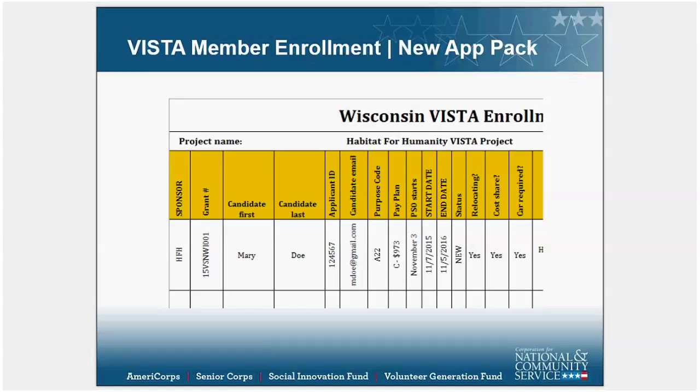You're going to indicate which PSO they're going to, the start date and end date of their service year, so not including the PSO dates, whether they're new or re-enrolling, if they're relocating, and relocating for VISTA is relocating more than 50 miles from their home of record. Whether or not they're cost share, and whether or not a car was required.